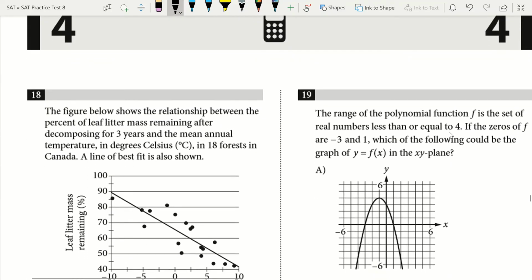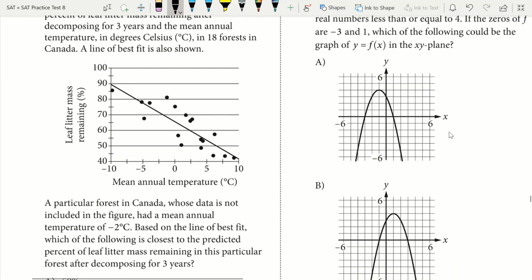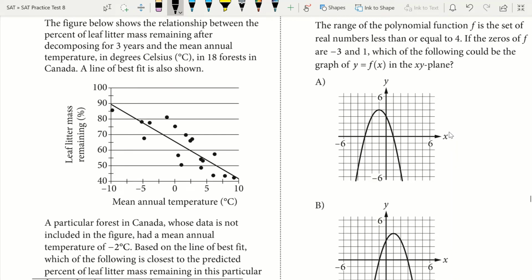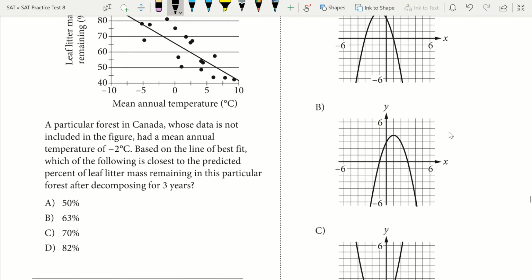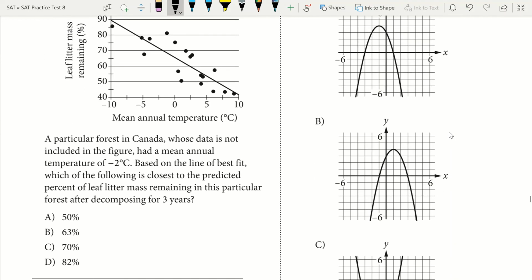All right, question 18. The figure below shows the relationships between the percent of leaf litter mass remaining after decomposing for 3 years and mean annual temperature in degrees Celsius in 18 forests in Canada. Line of best fit is also shown. A particular forest in Canada whose data is not included in the figure had a mean annual temperature of -2 degrees Celsius. Based on the line of best fit, which of the following is closest to the predicted percent of leaf litter mass remaining in this particular forest after decomposing for 3 years?